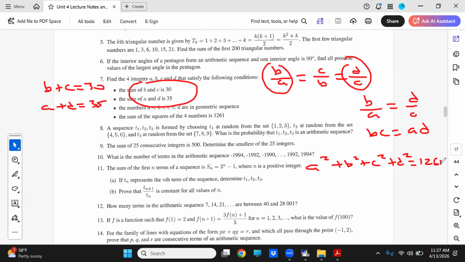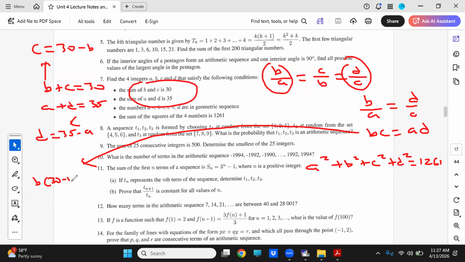Now I've got four equations and four variables, right? So I feel good. It's just going to get a little nasty here, but my inclination is to isolate B here, or C. It's up to you. If you want to isolate C, you have 30 minus B. If you want to isolate D, you have 35 minus A. So if I focus on BC, that's B times 30 minus B equals A times 35 minus A.